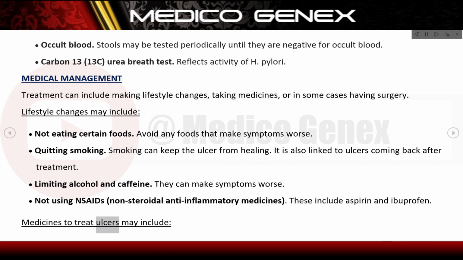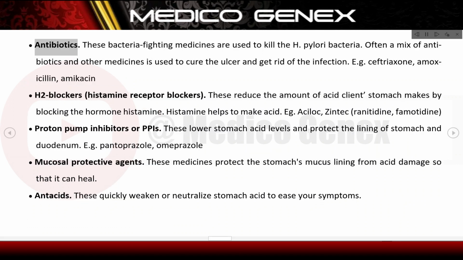Medicines to treat ulcers may include antibiotics. These bacteria-fighting medicines are used to kill the H. pylori bacteria. Often a mix of antibiotics and other medicines is used to cure the ulcer and get rid of the infection. E.g. ceftriaxone, amoxicillin, amikacin.